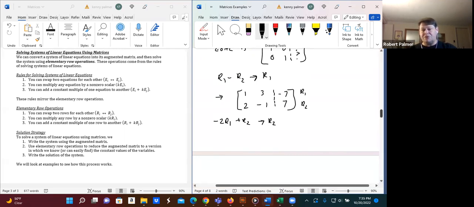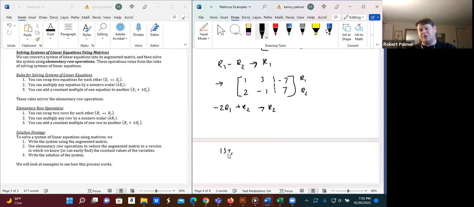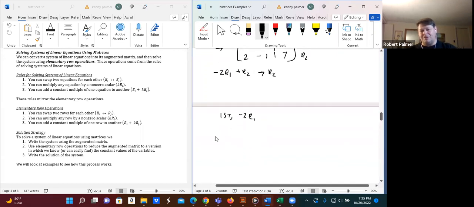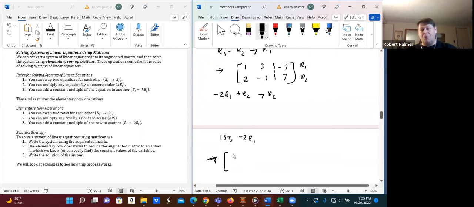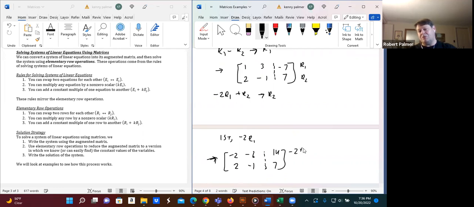Now, as I did before, first let's do -2 row 1. If you try to do too many of these in your head, a lot of times it's easy to make mistakes. So let's do that first. Just multiply -2 times my row 1. So I have -2. -2 times 3 is -6. And then -2 times -7 is +14. Now my second row is the same. So 2, -1, and 7. So this is my -2 row 1.